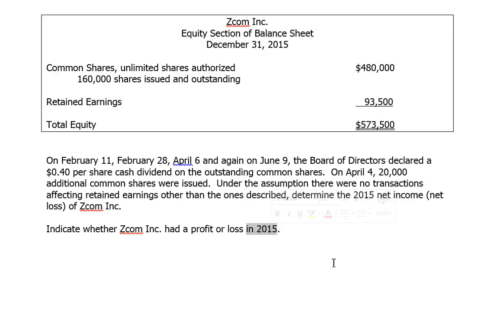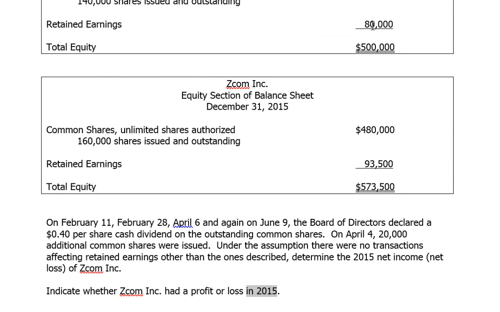The first thing, when we talk about profit and loss, is that it can be determined if we look at what happened in retained earnings, because we know what changed. We know it went from $80,000 at the end of 2014 to $93,500 at the end of 2015. So maybe if we analyze that account, we can determine whether we had income or loss for 2015 and calculate that amount. So let's begin.